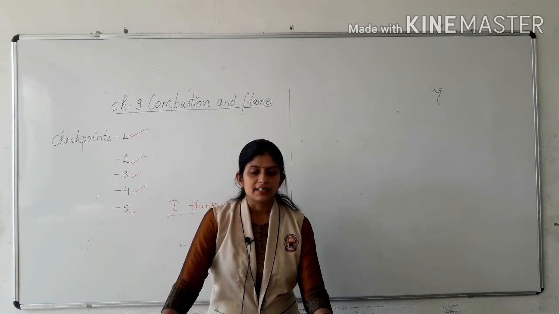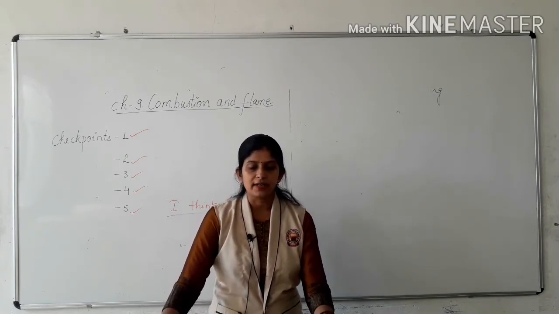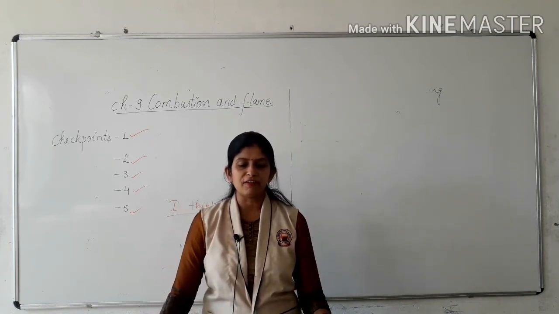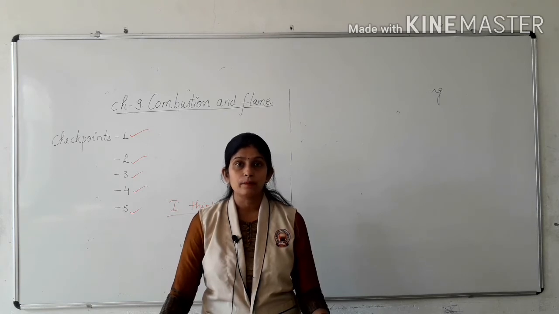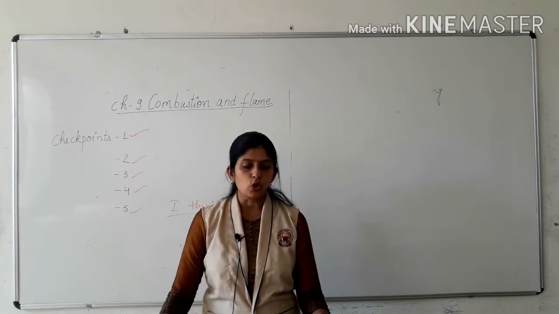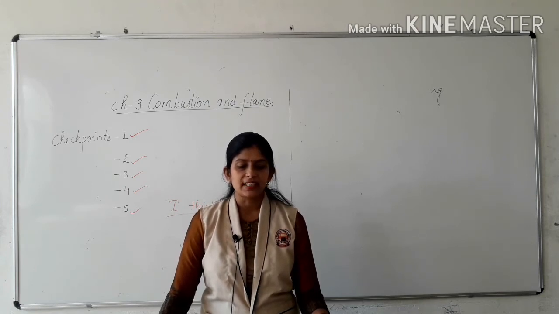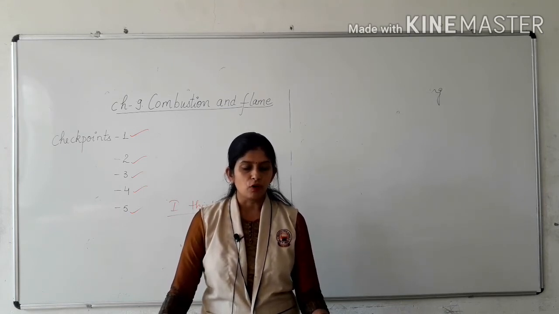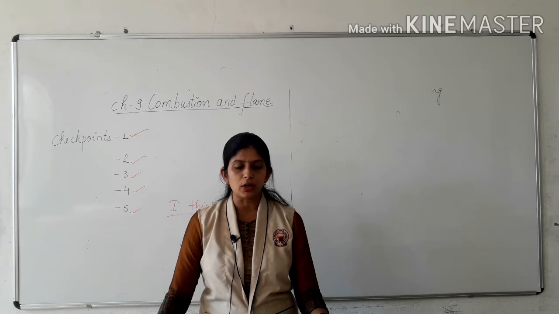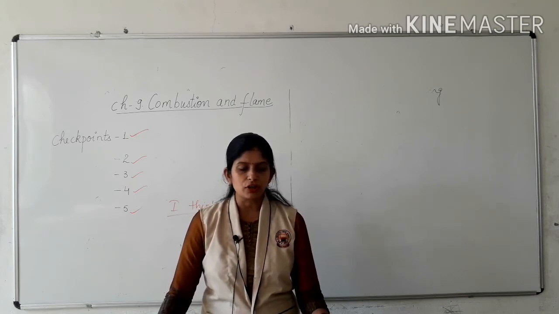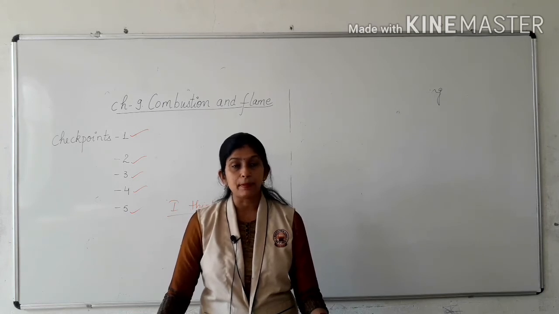Now, C part, state true T or false F for the following statements. First, the outermost zone of a candle flame is yellow in color. False, it is blue in color. Second, coal is a combustible substance that does not vaporize on heating. True. Third, water should never be used to put out electrical fires. Very true. Fourth, the ignition temperature of LPG is less than paper.